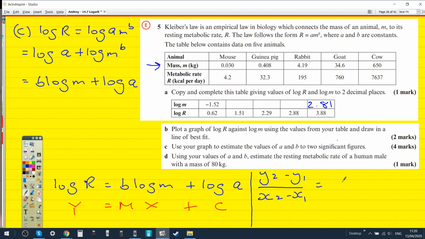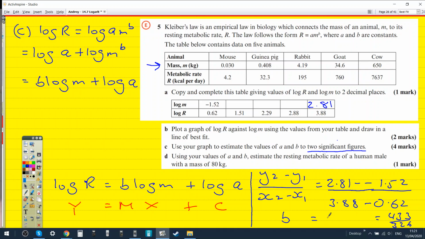So would that be 2.81 minus 1.52 over 3.88 minus 0.62? Mm-hmm. Shall I just give it in fraction form? Yeah. 433 over 326. And they said 2 sig fig. So the answer for B is 1.33. So let's say 1.3. And it's good to have the exact fraction in case we need it for something else. So that is B. Now we need A.